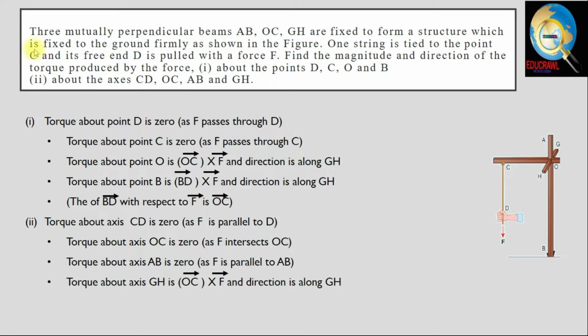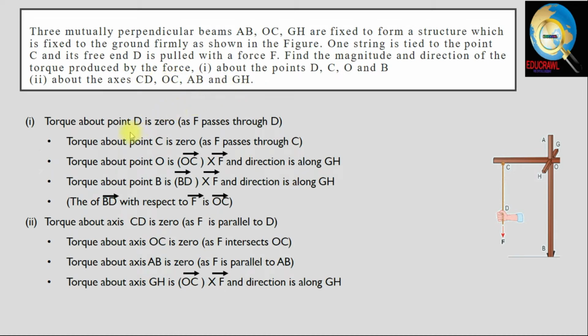The next problem: three mutually perpendicular beams AB, OC, GH are fixed to form a structure which is fixed to the ground firmly as shown in the figure. One string is tied to the point C and it's free. The end D is pulled with the force F. Find the magnitude and the direction of the torque produced by the force, first about the point D, C, O and B. Next about the axis CD, OC, AB and GH.